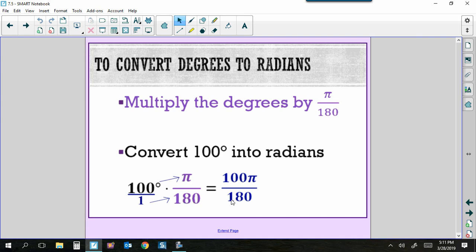It doesn't move. You're just reducing 100 over 180. So the zeros at the end would cancel out. So really you're just reducing 10 over 18, which would simplify to 5 pi over 9 radians.